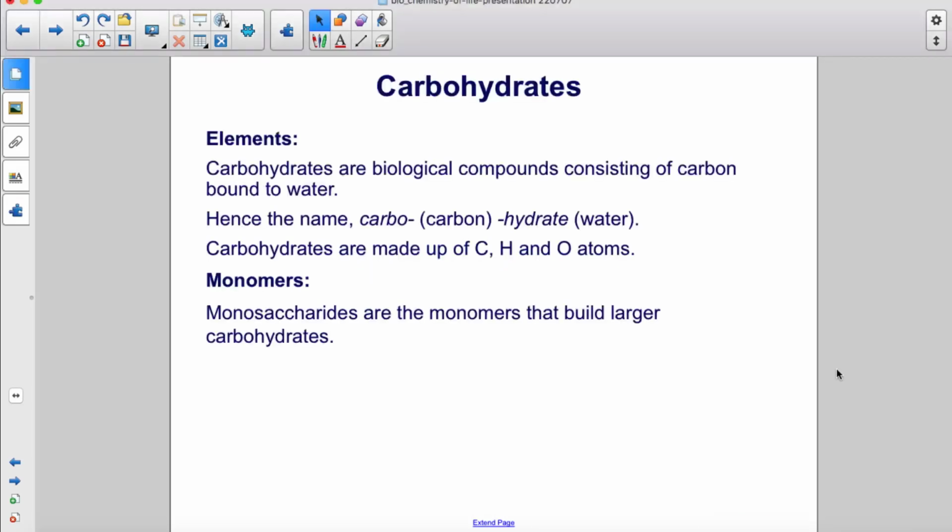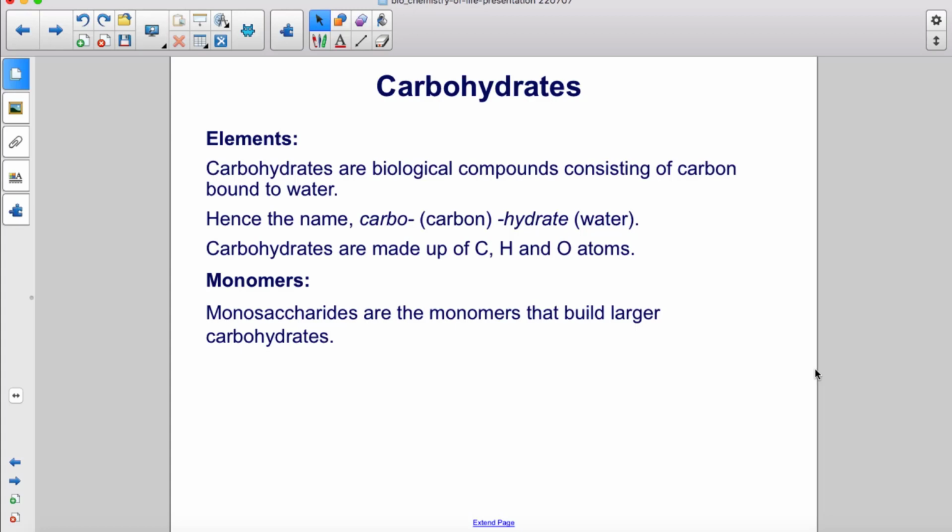Carbohydrates. Elements. Carbohydrates are biological compounds consisting of carbon bound to water, hence the name carbo for carbon and hydrate for water. Carbohydrates are made up of carbon, hydrogen, and oxygen atoms.